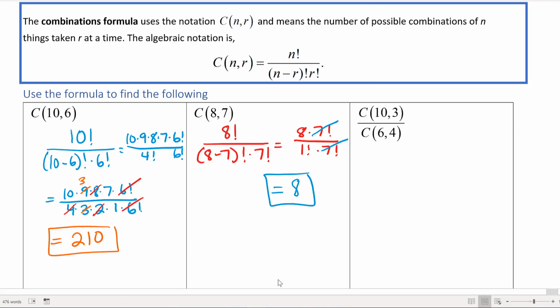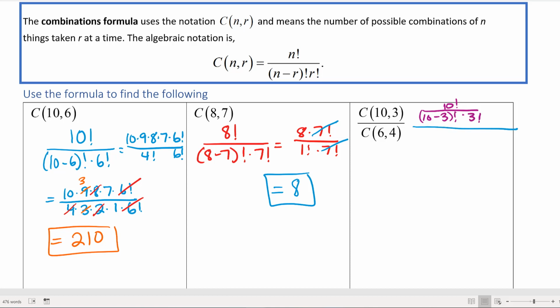For our last problem, it's much more complicated because we have a numerator and a denominator. So in the numerator we have 10 choose 3, so we have 10 factorial over 10 minus 3 factorial times 3 factorial. And then in the denominator I have the combination of 6 choose 4. So we have 6 factorial in the numerator, 6 minus 4 factorial in the denominator times another 4 factorial.